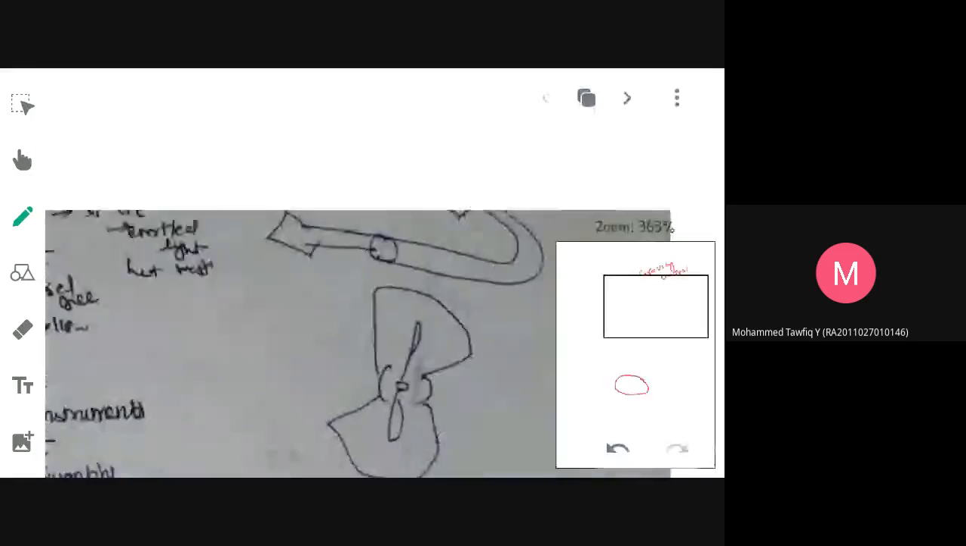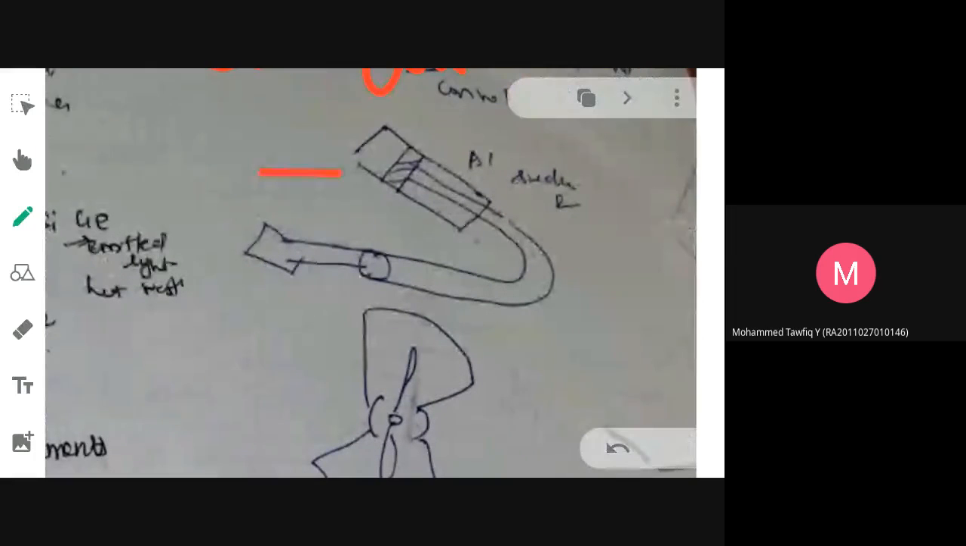Air friction damping means you will have a piston cylinder arrangement. This is your cylinder, this is your piston, this is your needle, and here you have a spindle. The spindle connects both the needle as well as this piston cylinder arrangement. If the needle is moving, accordingly it will push the piston in and out of the cylinder. This is how you achieve air friction damping.